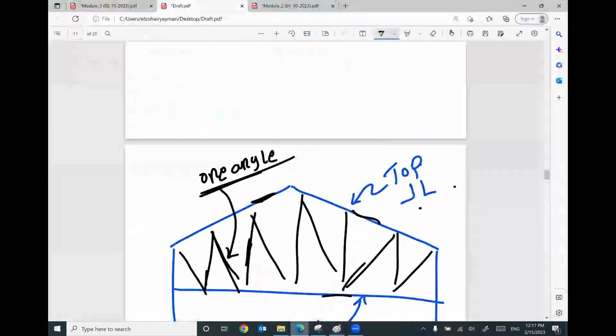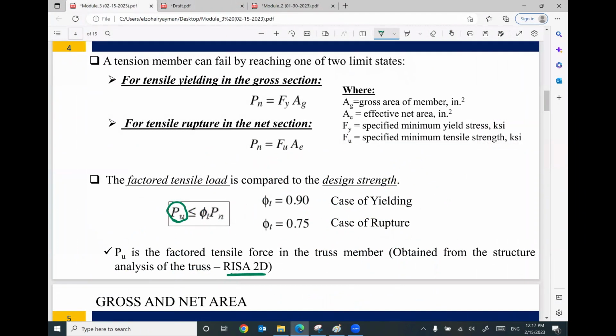So keep in your mind the philosophy of our design: make sure your P ultimate from the RISA analysis, from structural analysis, must be smaller than or equal to your design strength, Phi Pn. Phi, if you are talking about the case of yielding failure, is 0.9. If you are talking about the case of rupture, it is 0.75. This is Phi. Pn can be this value or this value.